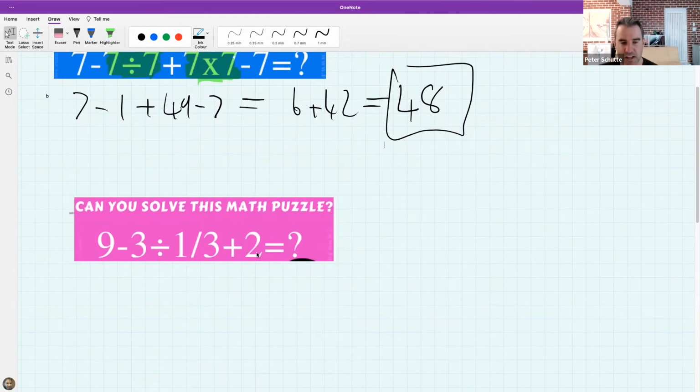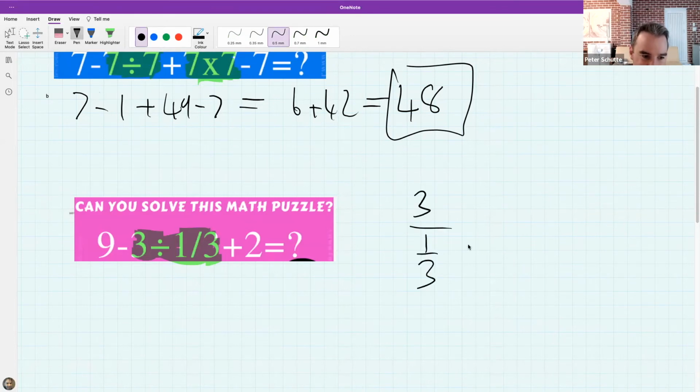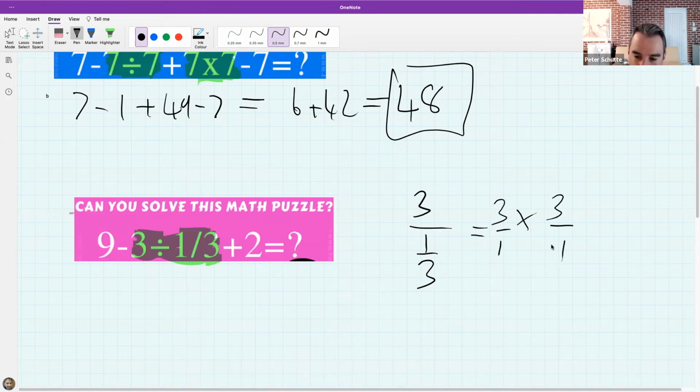Second one, a little bit trickier. So this bit needs to get done first, but 3 divided by a third has definitely caught out many students in the past. There's no doubt. And it will continue to catch many students in the future. So what is 3 divided by a third? It turns out 3 divided by a third is the same as 3 times 3/1, which is actually 9. And so we get 9 minus 9 plus 2, which is 2.